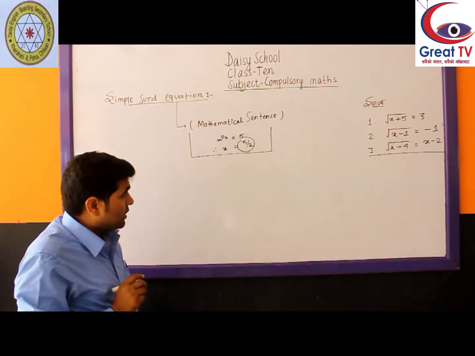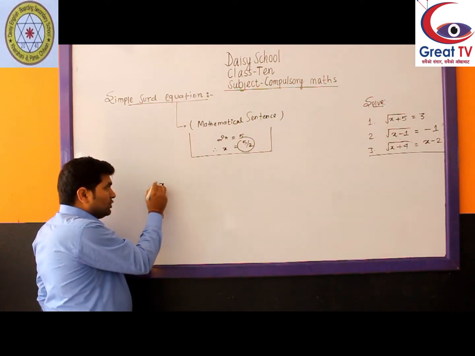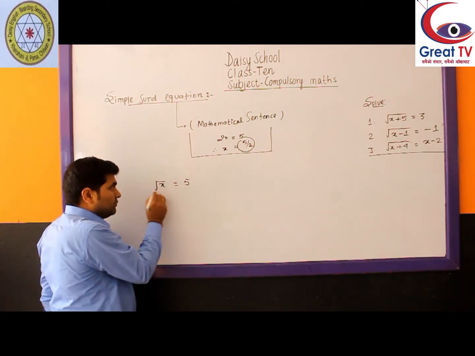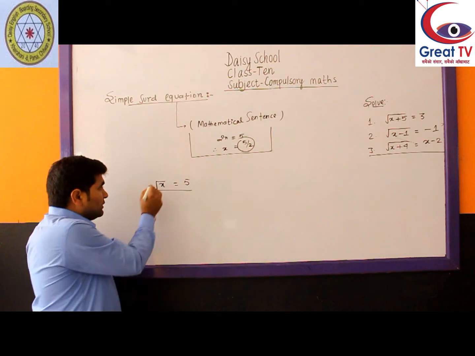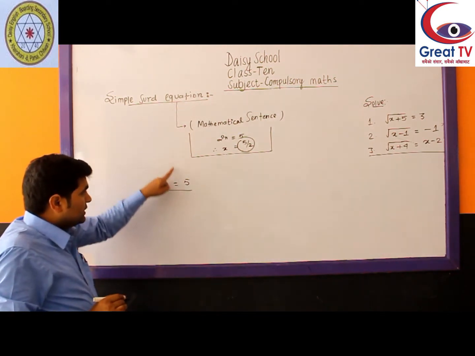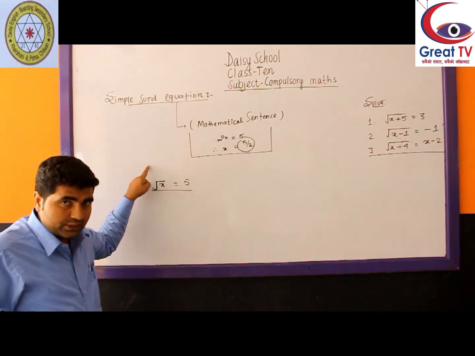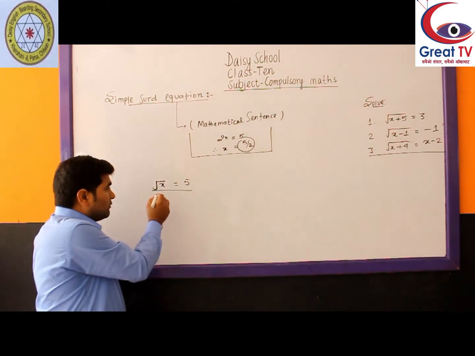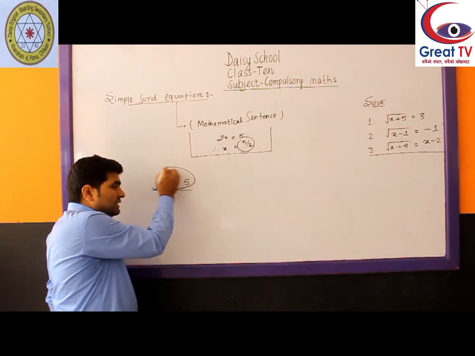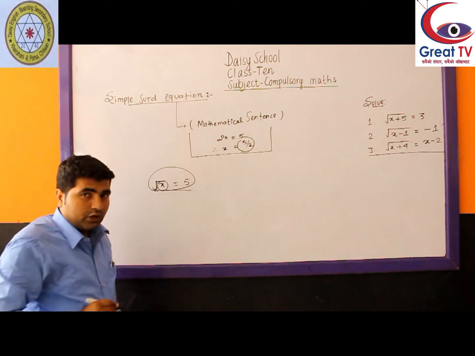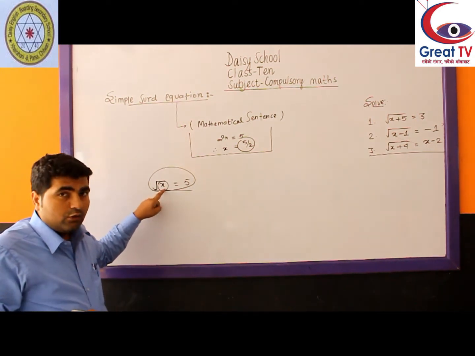Dear students, let's take one example here. Root under x equal to 5. This is an equation, but here with a radical sign. So this equation is called a surd equation. How do we solve for the value of x? How do we solve this equation? How do we find the value of x? How do we calculate the value of x?